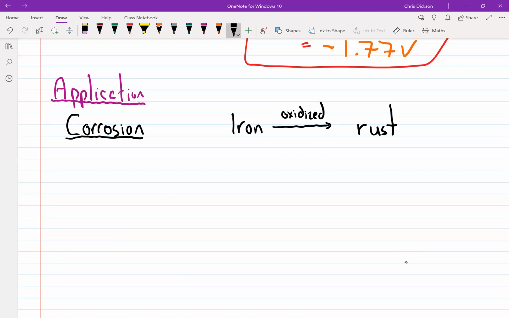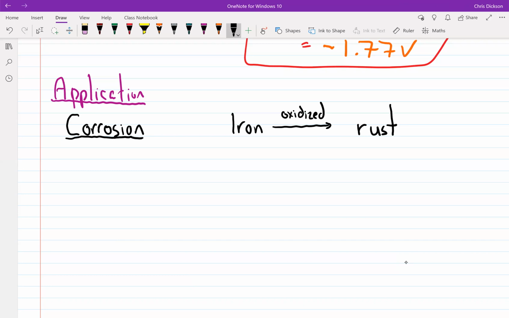And then the other part of today's lesson, we'll be looking at applications of electrolysis, which is what the last few videos were on. And those would be reactions that are not spontaneous. Those are ones you need a battery or some kind of power source for. So the first one's corrosion.